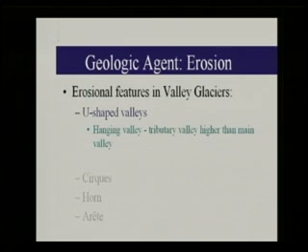We see features such as hanging valleys. Hanging valleys result when a tributary glacier valley connects to the main glacier valley, but the tributary is not at the same depth as the main valley. So any stream running through the little tributary valley will result in a waterfall, so this is a hanging valley. I'll show you a picture of that.